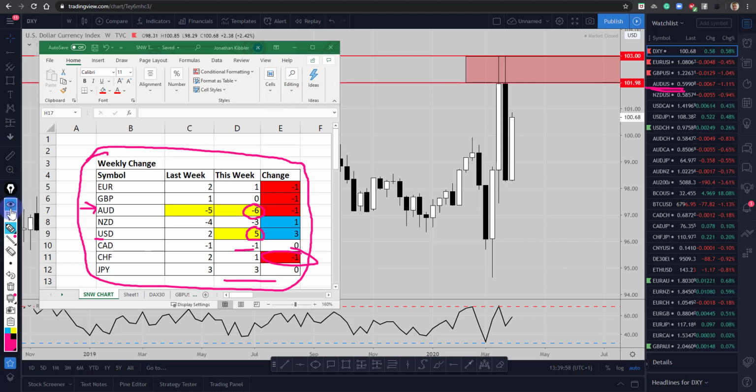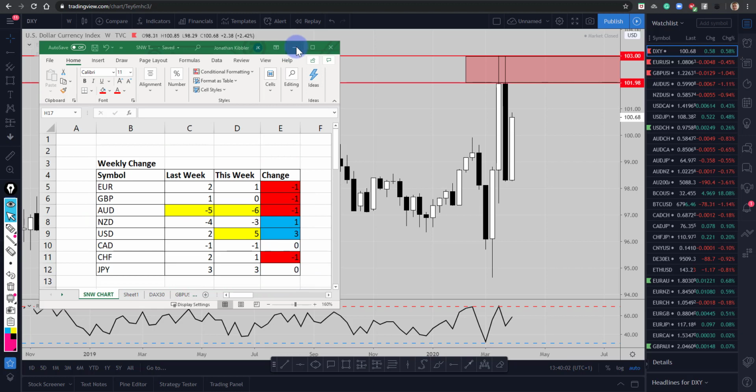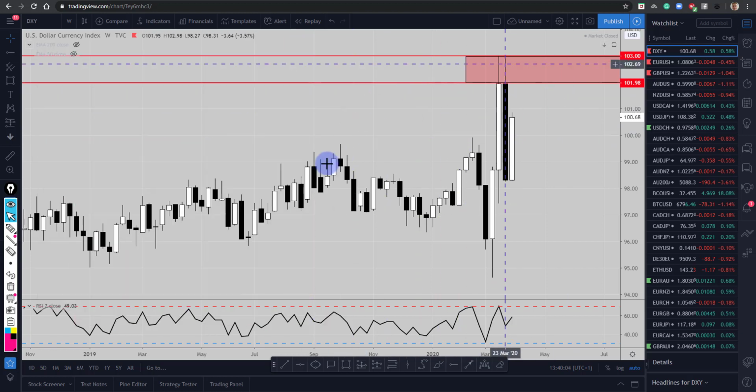So you can see behind me, behind the Excel spreadsheet, we have the dollar index, and I've marked out a key area of interest all the way up at 103 and 102, because this is where the market has spiked into and failed to break above, and it closed at similar areas around about the 102 here.